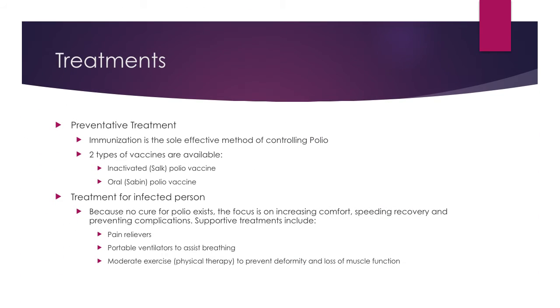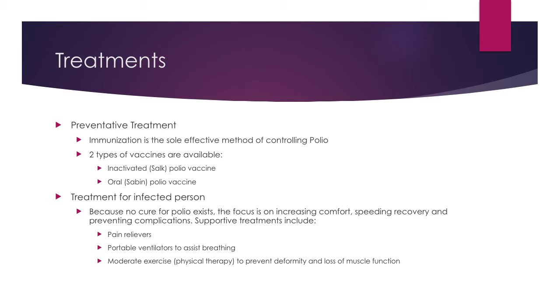Treatments. So there are preventative treatments, which are the immunizations, which is the most effective method of controlling polio. We have two types. We have inactivated polio vaccine, which is the first 3 doses given at intervals of 1 to 2 months, and the fourth dose 6 to 12 months after the third dose.